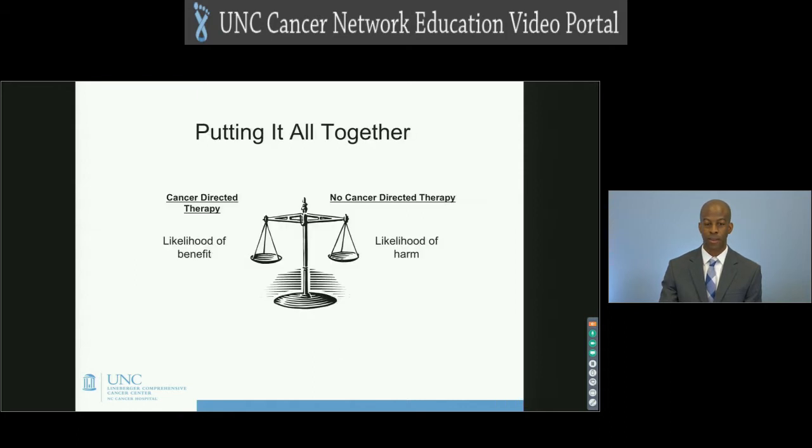And so if it were consistent with his goals and values, you would probably recommend against adjuvant treatments for this patient. And so just putting it all together in the last few slides here, if there is a likelihood of benefit for cancer-directed therapy, then you would probably recommend it. If there was no likelihood of benefit, you would recommend against it. But in between, you would have the patient's values and preferences and wishes as the fulcrum that helps to decide which way you make that decision.